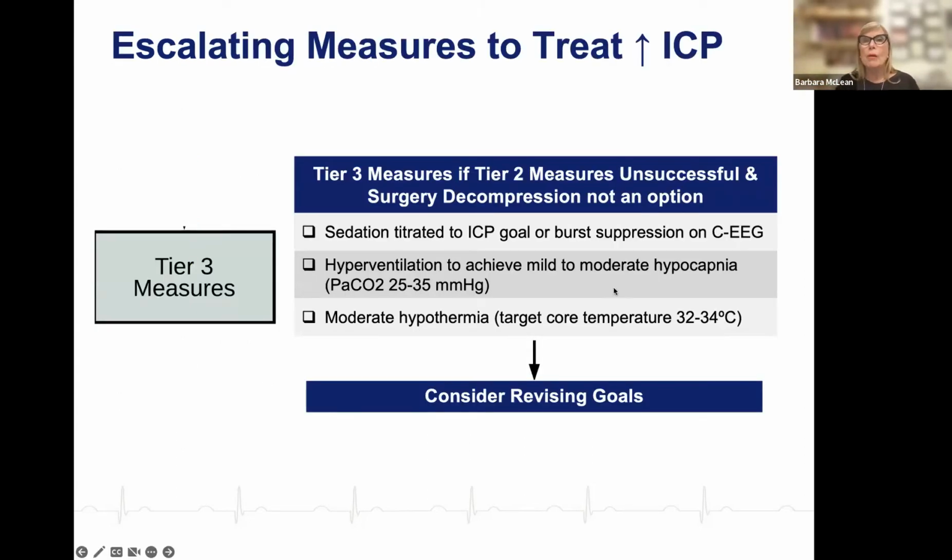Okay. So now remember what we talked about before. Now we got to go back and say, have we really done what we needed to do here? Do we need to hyperventilate him to a more significant level? Should I blow him off to 25? Should I titrate him to burst suppression on EEG? That means you're going to be at -5, and this is where you're adding in that Versed. And do I want to drop his temperature down to 32 or 33?